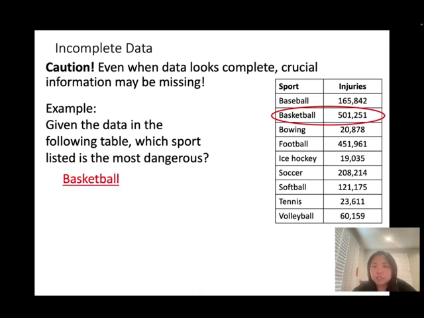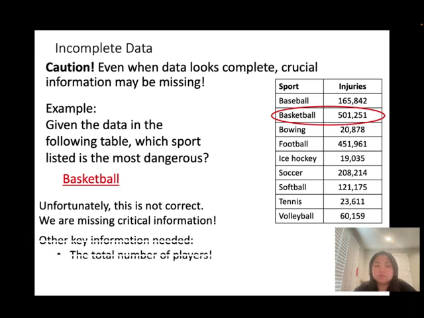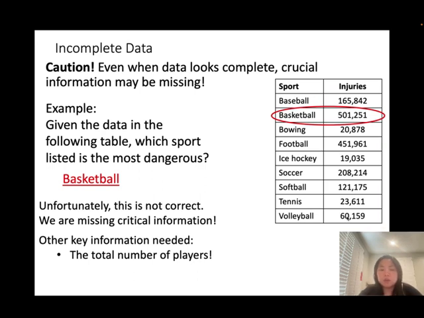So that would be my answer. But actually the data is missing some important information. We need the total number of the players. They never mention the total number of the players, so we are missing some critical information in here. So we can't answer this question.